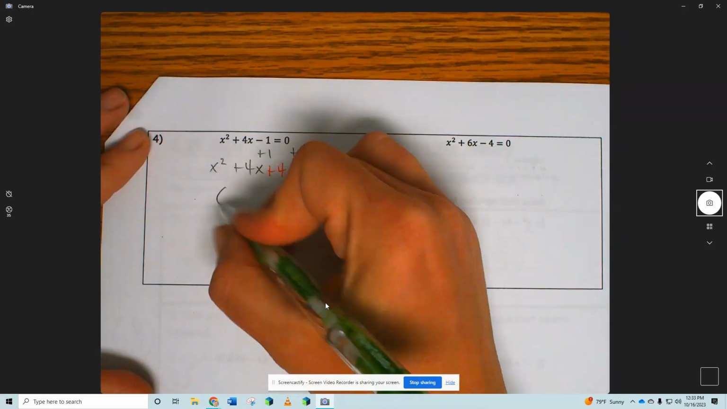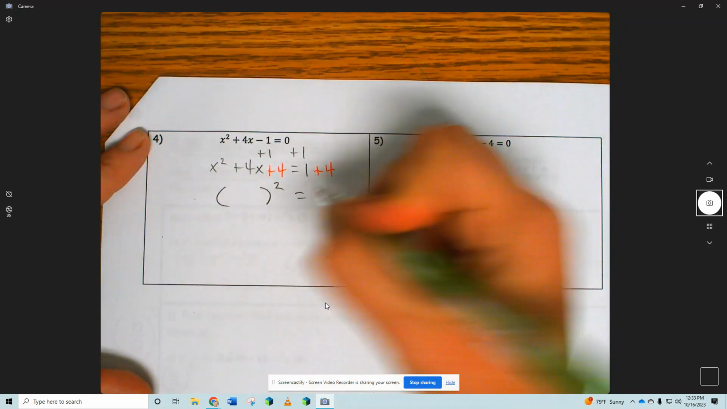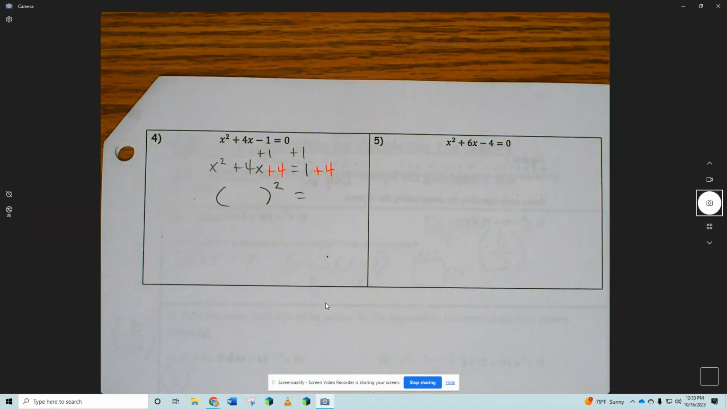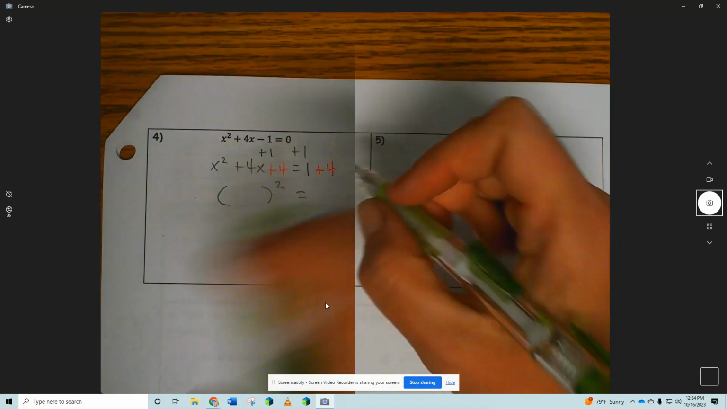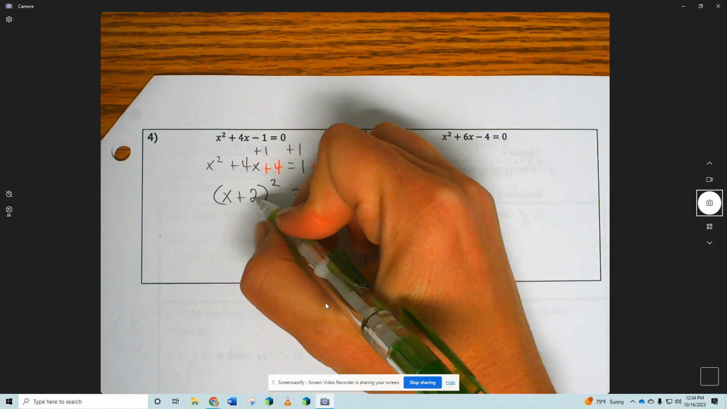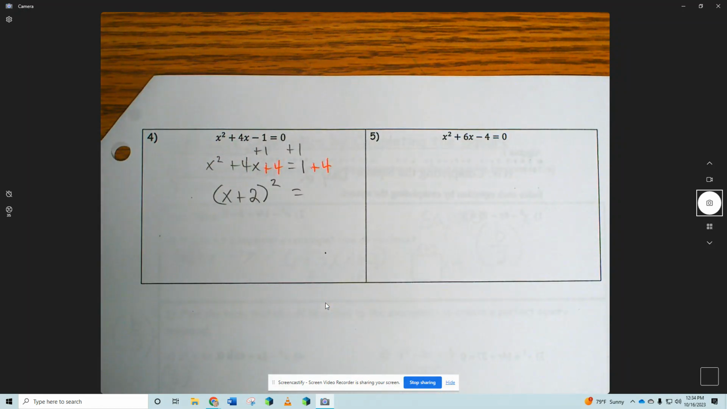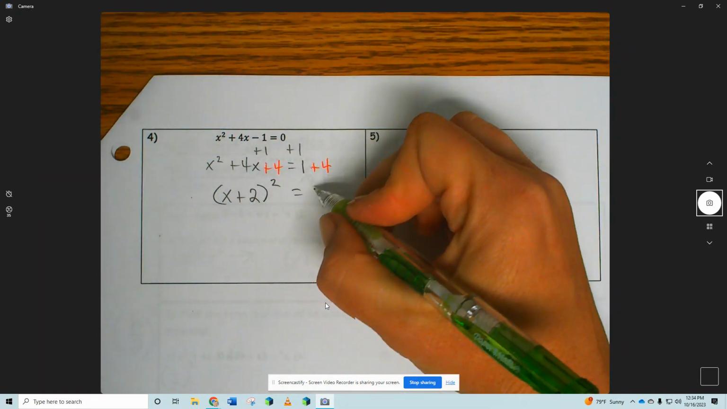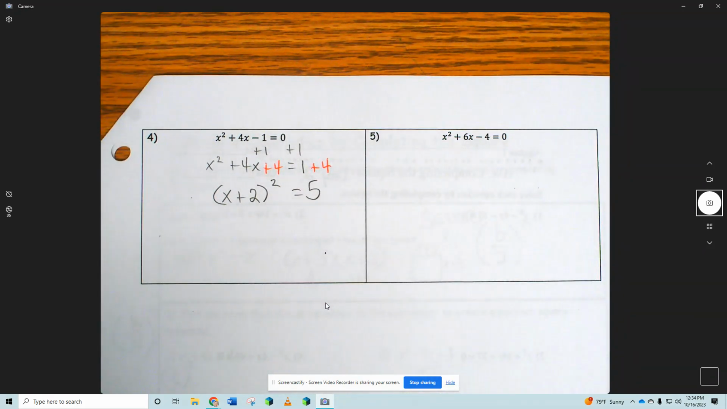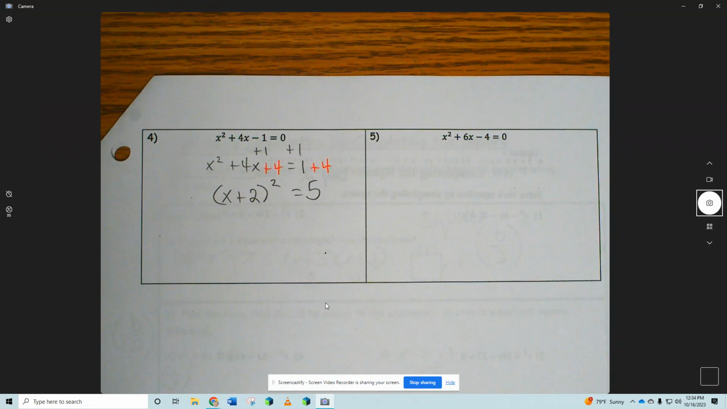Now factor x squared plus 4x plus 4. What's that going to be? And you can go on mute. You talked a lot. You know this. So then I just add the 1 plus 4 is 5. What's the next step that I do?